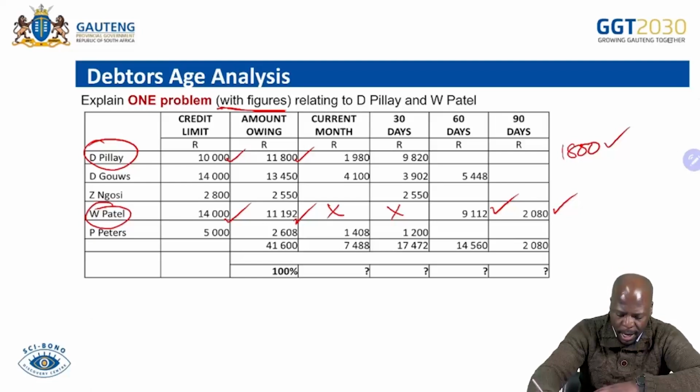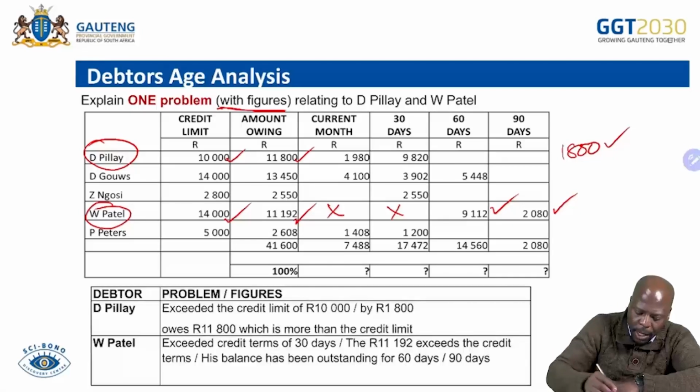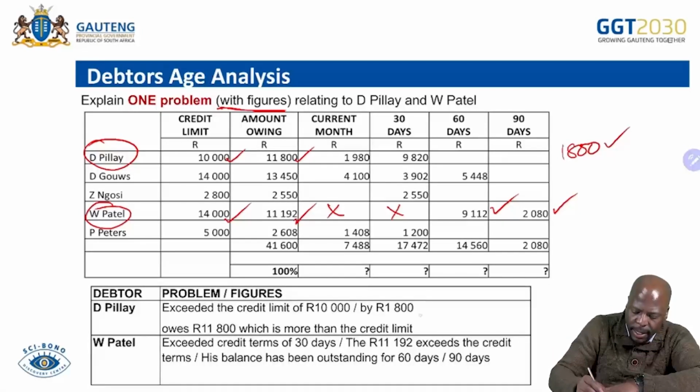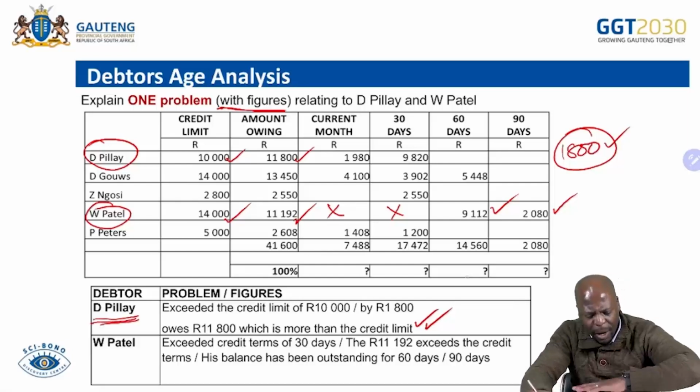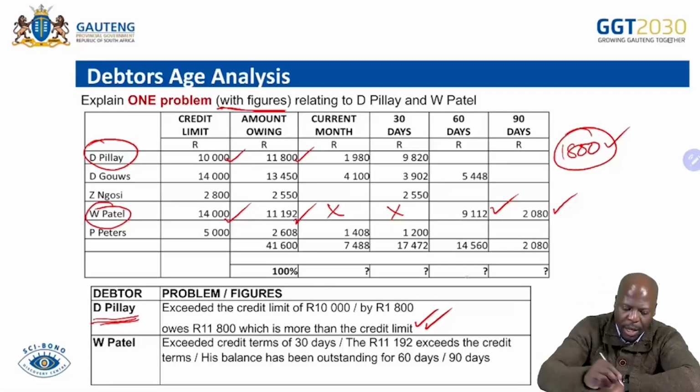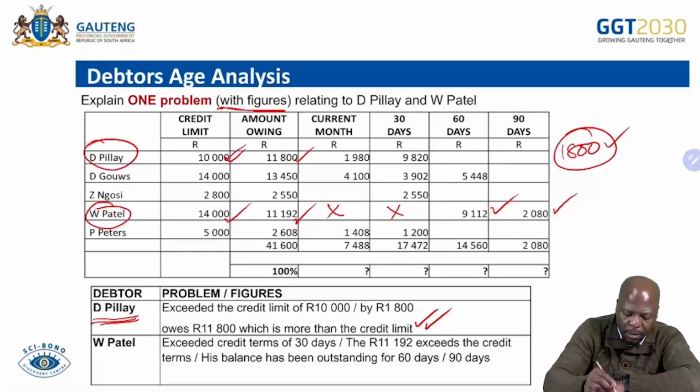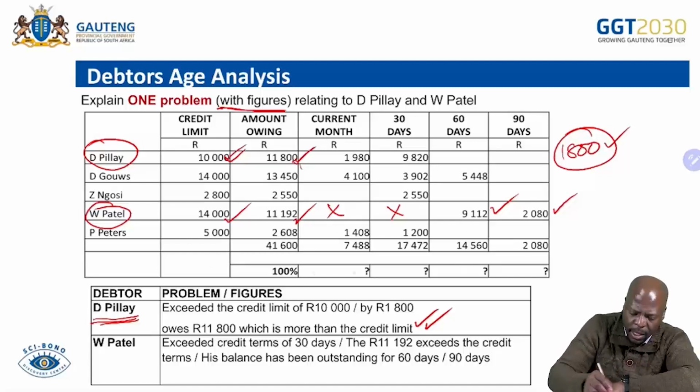Let's see it neatly written. Number one, here he has exceeded his credit limit by 1.8. You remember what we just alluded to here. That is on D. Pillay. Exceeded the credit limit by 1,800. Why? Because he is only supposed to purchase for 10, but he has purchased for 11.8. He's exceeded the credit terms of 30 days. That is Mr. D. Patel now. He's exceeded the credit terms of 30 days.